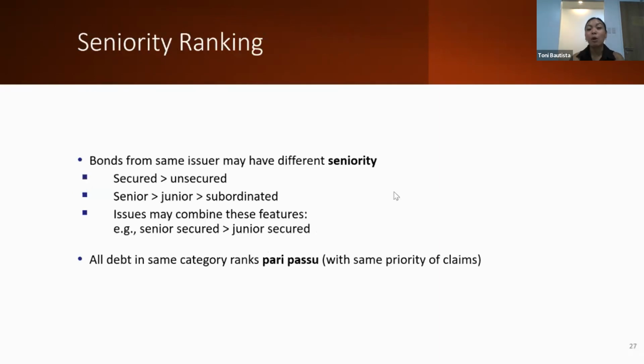Now, for bonds, we also look at seniority ranking. So bonds may have different seniority. When I say seniority, this would be our prioritization in terms of payment when the issuer defaults. So you have secured, meaning there is collateral involved, would normally have greater seniority than unsecured bonds. You would also have senior, junior, and subordinated notes. Senior note holders would have the greatest seniority. Now, all debt in the same category, we call them pari passu, same priority of claims.